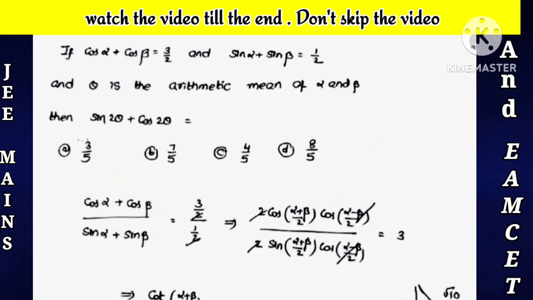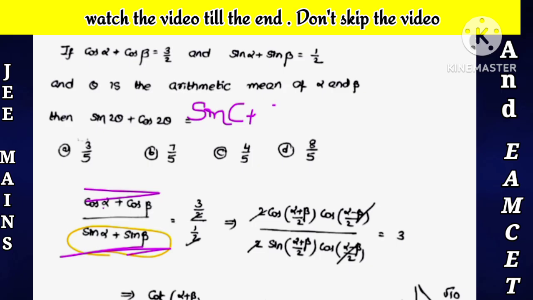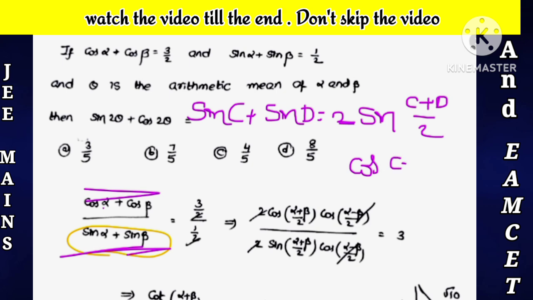Now check the denominator. The denominator is in the form of sin alpha plus sin beta, means this is sin C plus sin D. The numerator is in the form of cos C plus cos D. The denominator is in the form of sin C plus sin D. What is the sin C plus sin D formula? 2 sin (C plus D) by 2 into cos (C minus D) by 2. So apply that formula here.